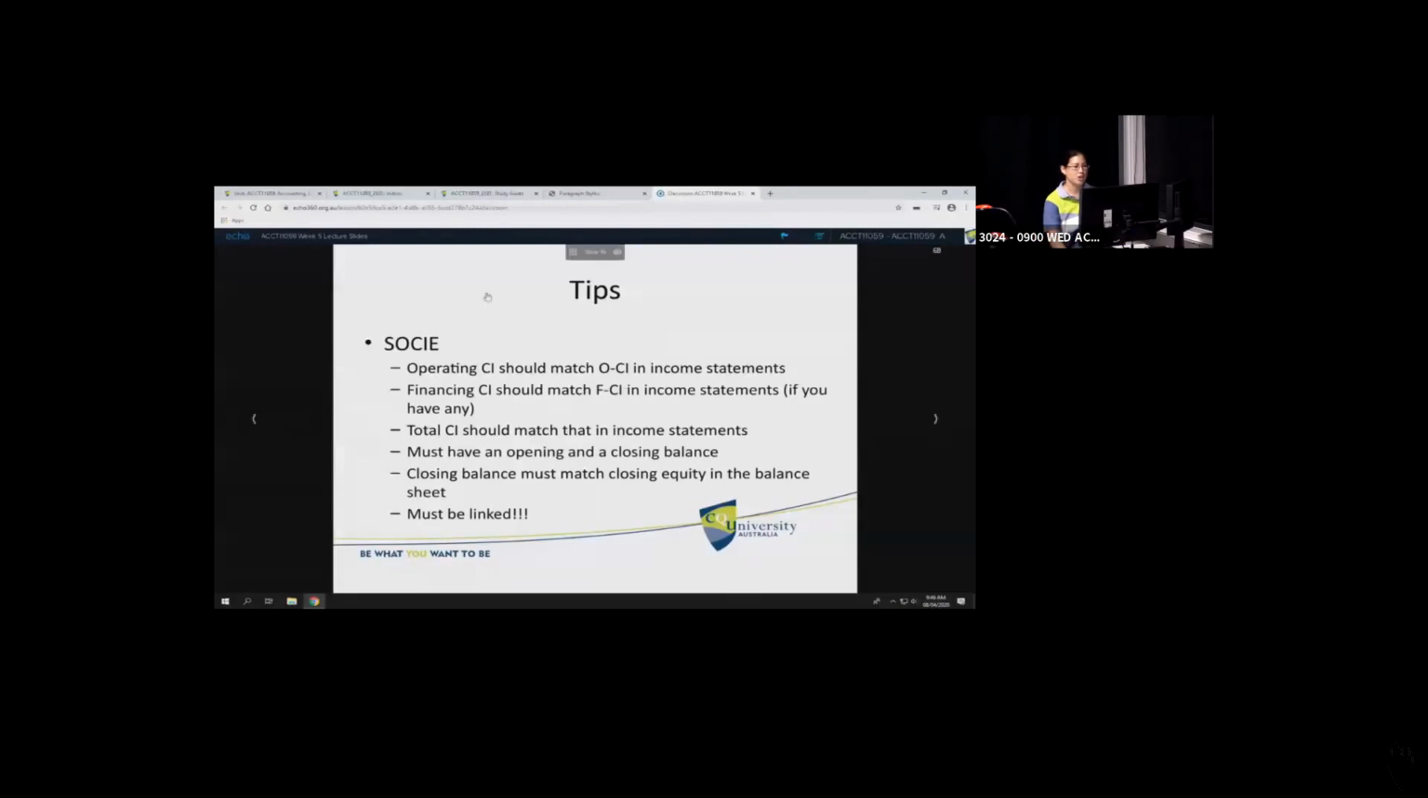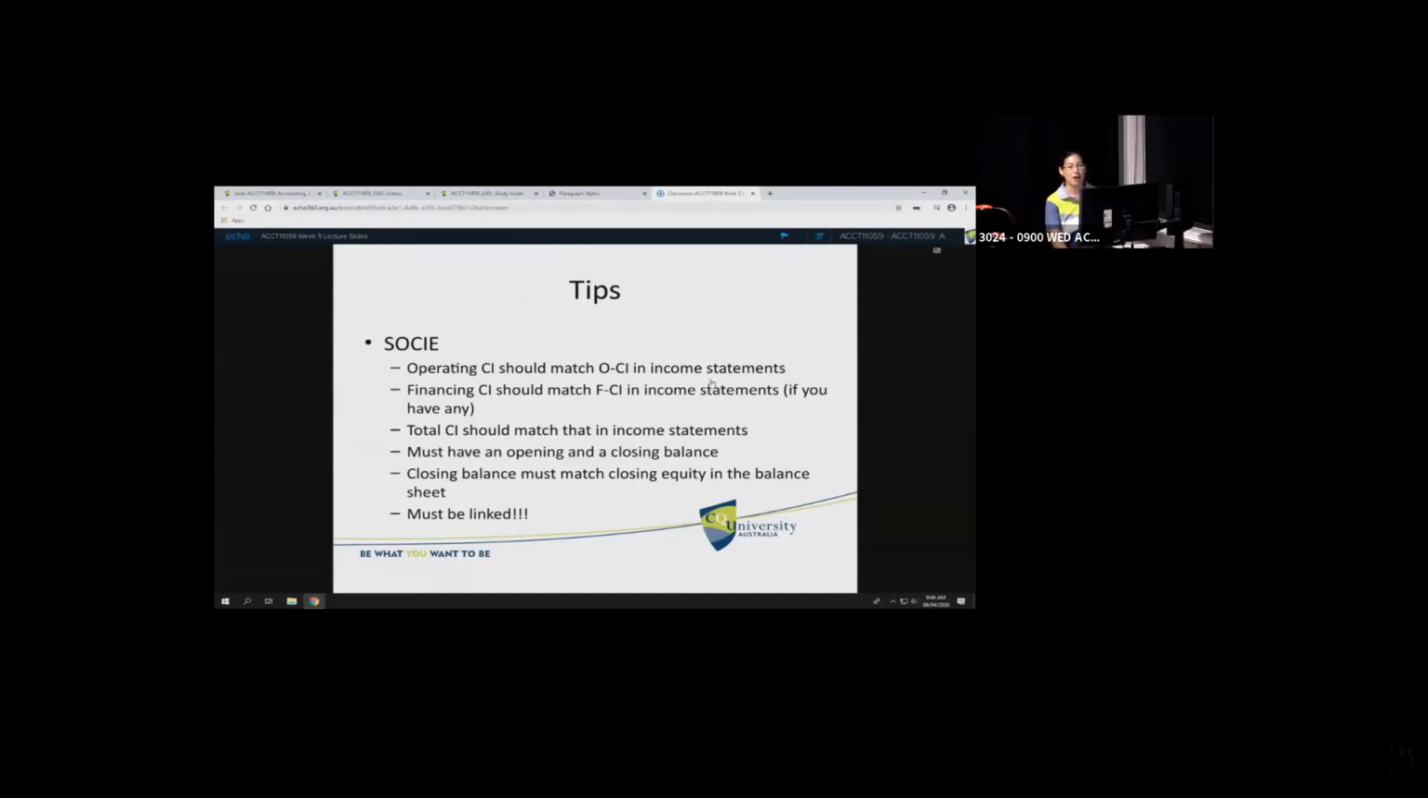Sometimes in your statement of changes in equity, your company will just list one line and call it other CI. The purpose of restating your statement of changes in equity is actually to split that one line, the other CI, into O and F. But if your company has only listed the one line, then you actually have to go down to your income statements, which you have to do anyway. So you're not really having to do more work.